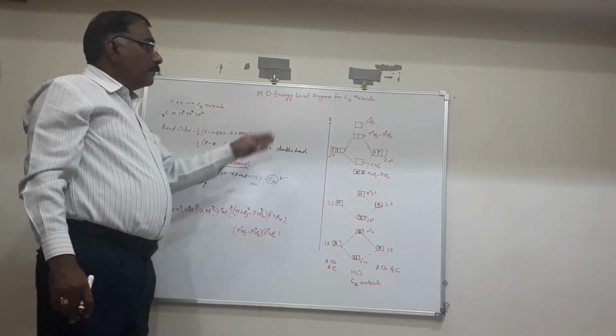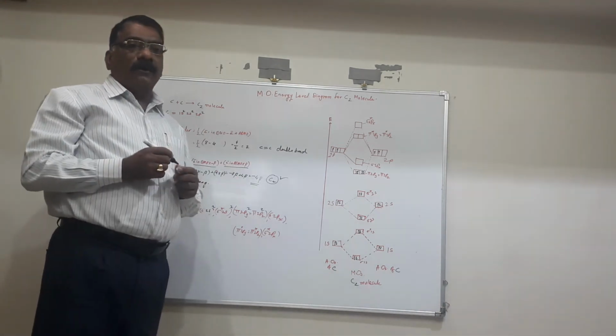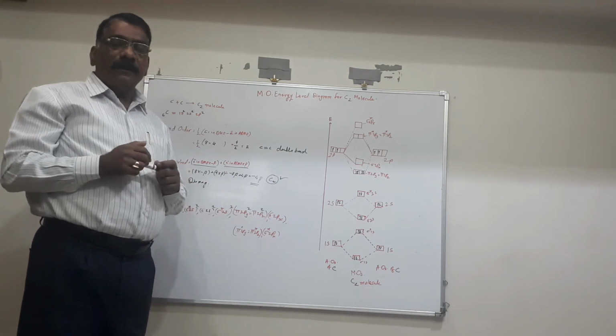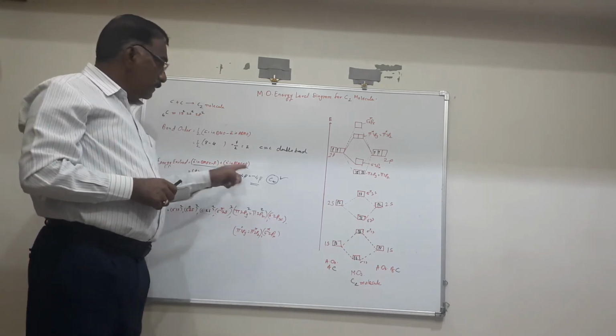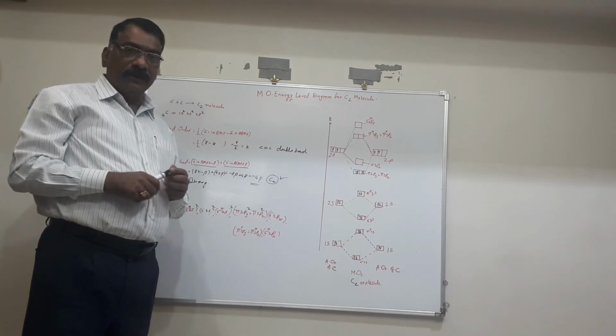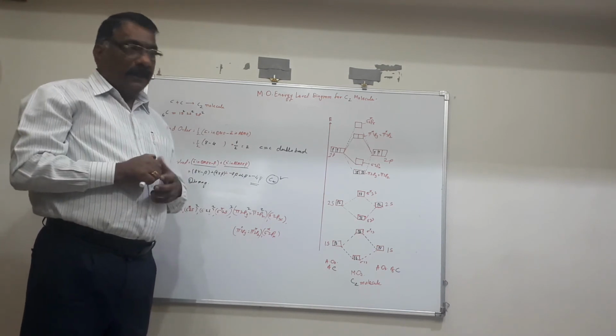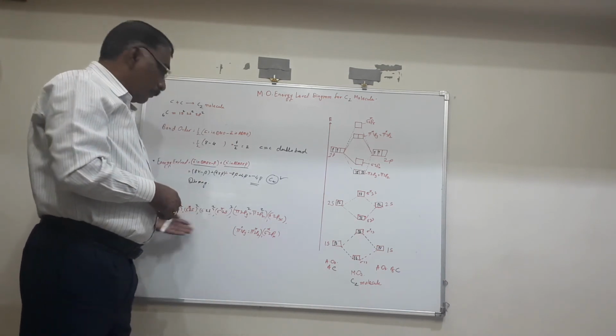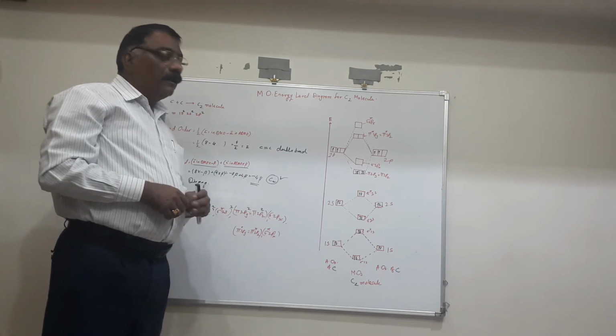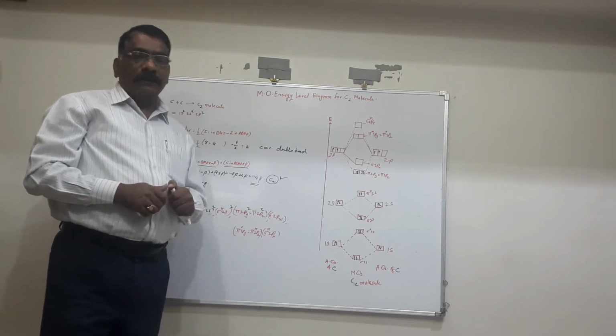Thus we see that the C2 molecule can be formed. There is a double bond between the carbon-carbon atoms. This molecule is stabilized by minus 4 beta amount of energy. This molecule is diamagnetic. It has this molecular orbital electronic configuration. Thus, okay. Thank you.